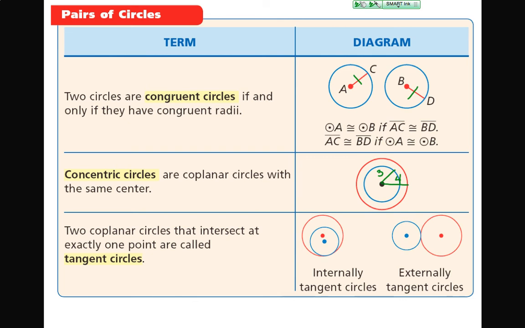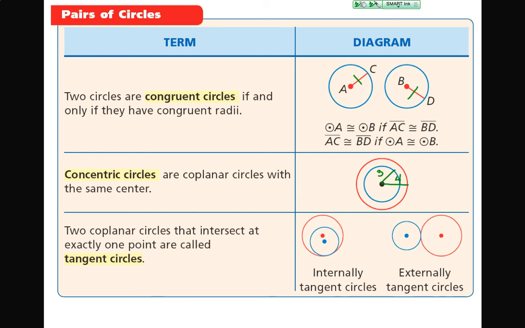I suppose you could have two concentric circles that are actually congruent. That would be two copies of the very same circle on top of one another. So not too interesting unless they have different size radii. All right, so concentric: same center but different radius.